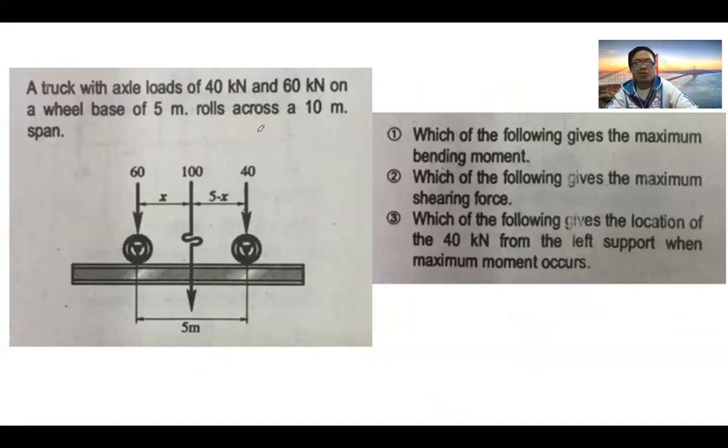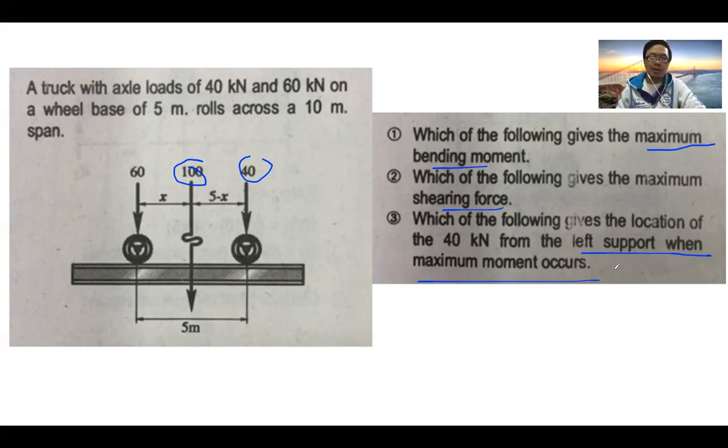Okay. Here's the question. A truck with axle loads 60 and 40. Of course, the resultant is 100. 60 plus 40 is 100. On a wheel base of 5 meters, the 5-meter truck rolls across a 10-meter span of a bridge, okay? Which of the following gives the maximum bending moment of the beam? Which of the following computes the maximum shearing force or the maximum shear? And then compute or identify the location of the 40 kilonewton load from the left support when maximum moment occurs.